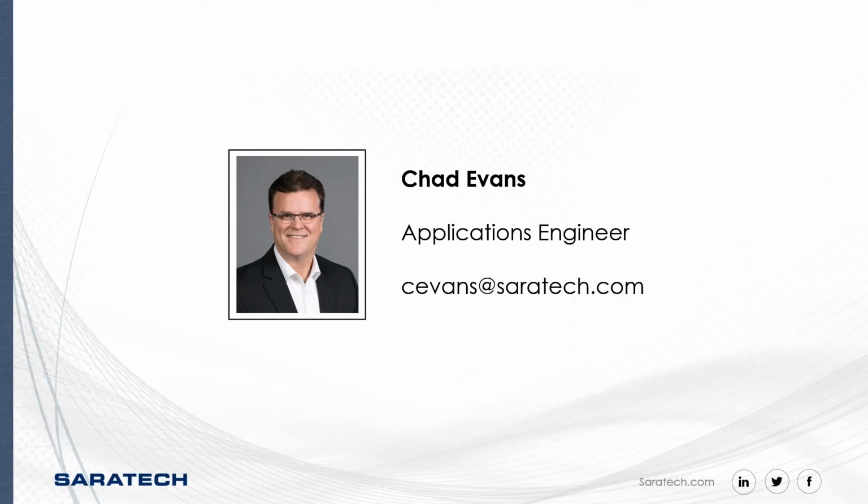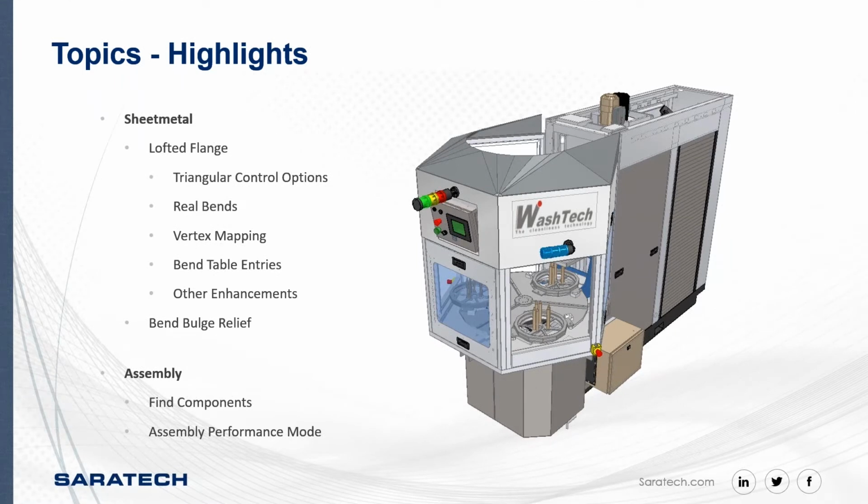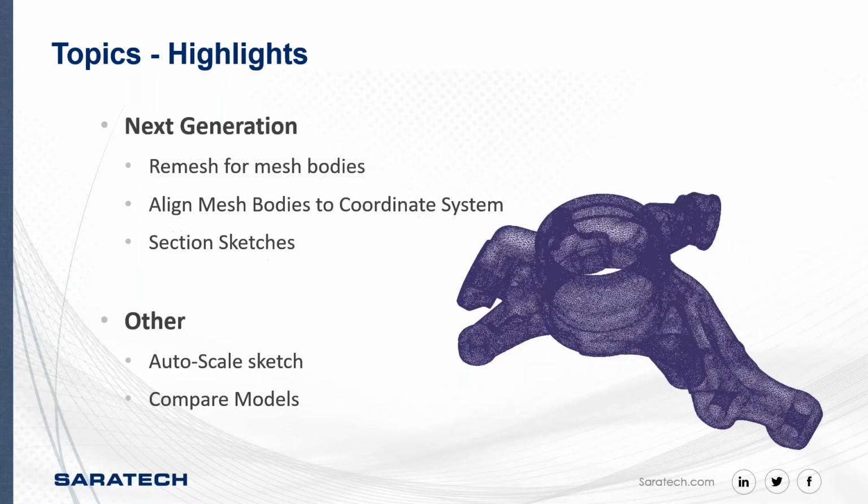So some of the highlights we want to cover today. The first portion is going to be with the sheet metal, looking at the lofted flange. Within the lofted flange, we're going to look at the triangular control options, the real bends, the vertex mapping, the bend table entries, and some of the other enhancements. And then we're getting into the bend bulge relief, so you can see the different icons that are available. Then we're getting into the assemblies, where find the components is new with 2020, and also the assembly performance mode.